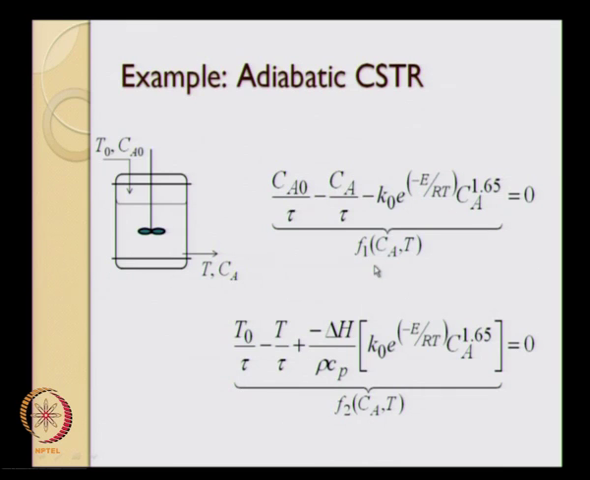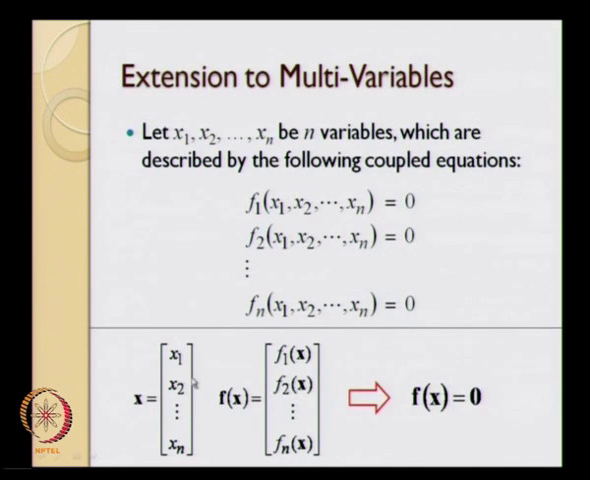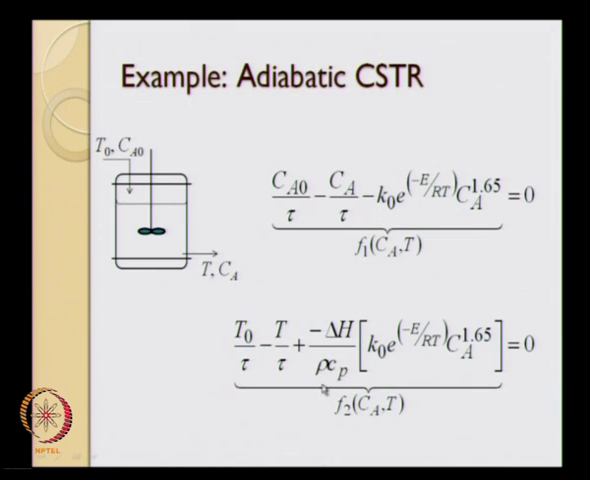So, our x bar in this case, if we refer to the previous slide, the f bar in this case becomes f1 and f2, and x bar is just going to be Ca and T, and n in this particular example is nothing but 2.